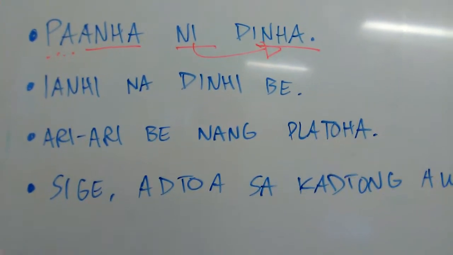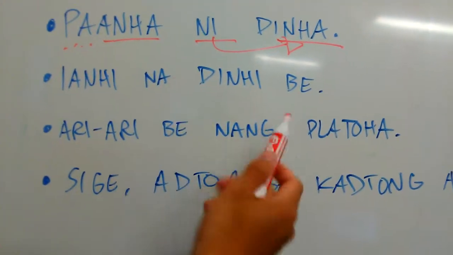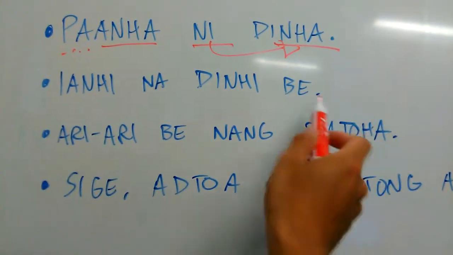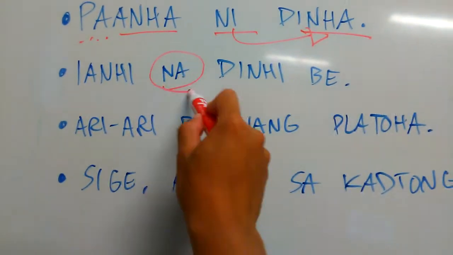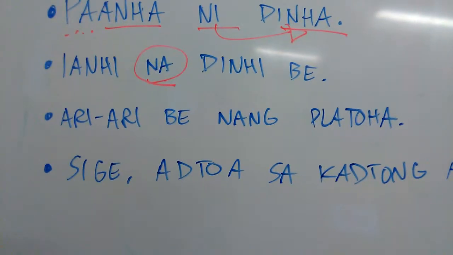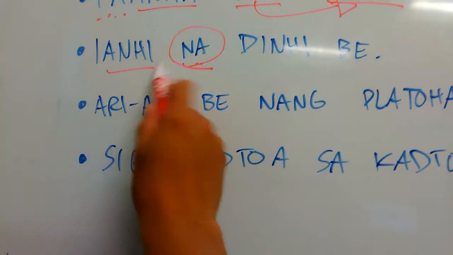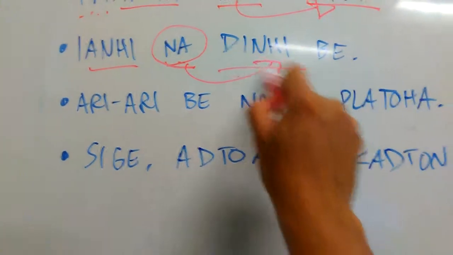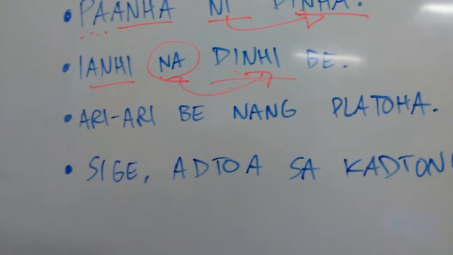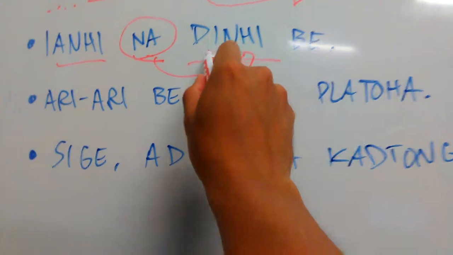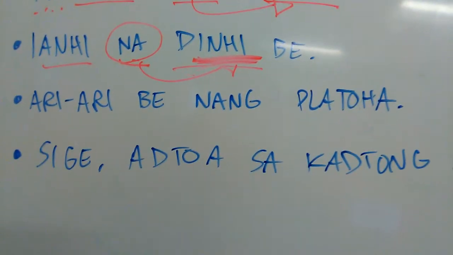The second sentence, right? Ianhi na dinhi be. Okay, so be again, you should know what that is. Na is our demonstrative pronoun, right? And what am I asking? I'm asking for this anhi dinhi be, right? I want that na to be coming closer to me. And it's just relative to me, okay?